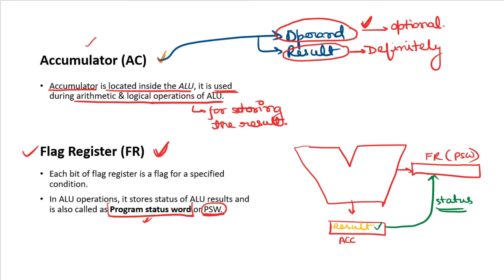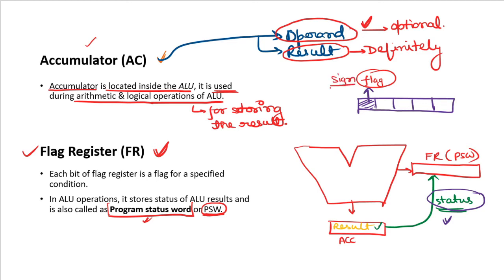Now what do you mean by status? What is the status of a register? This might be the question. Now, the flag register has multiple binary cells, as any register does. And each binary cell is associated with one flag. For example, let's suppose this is a sign flag. This is the flag register and this is a sign flag.